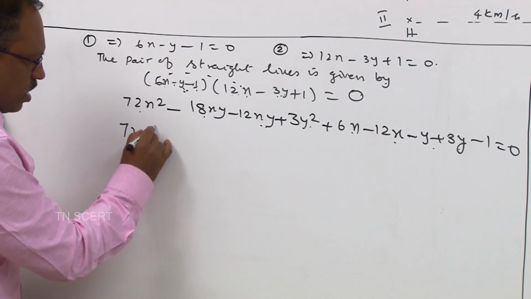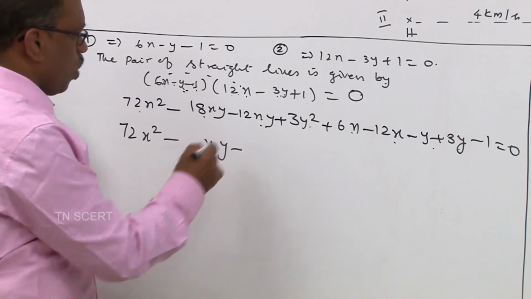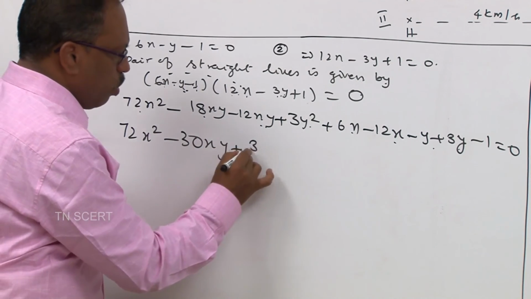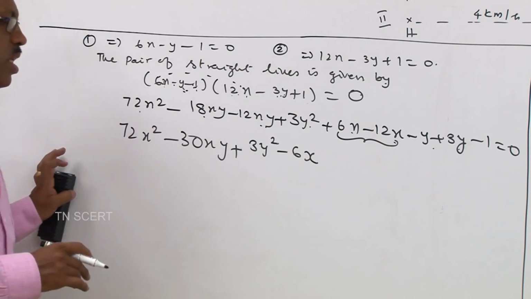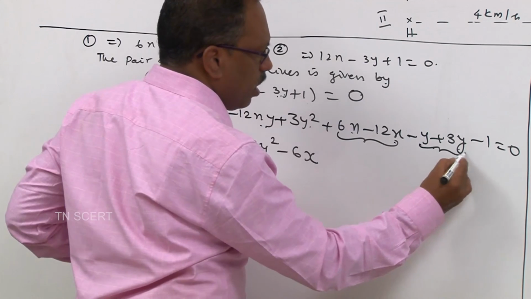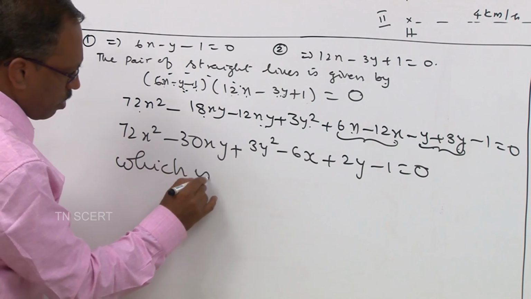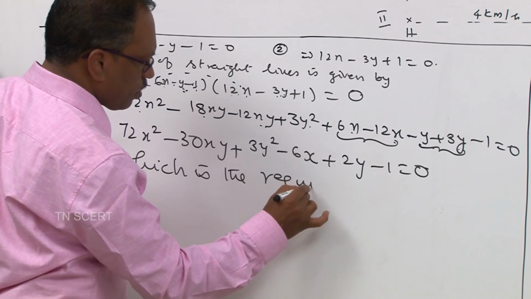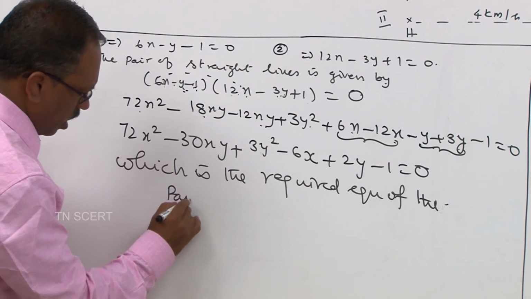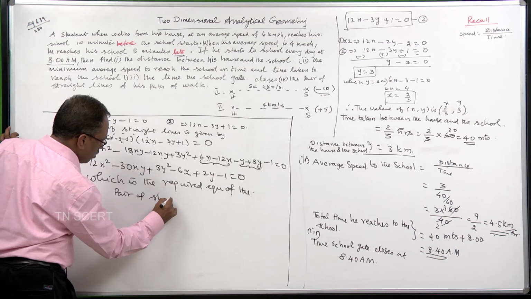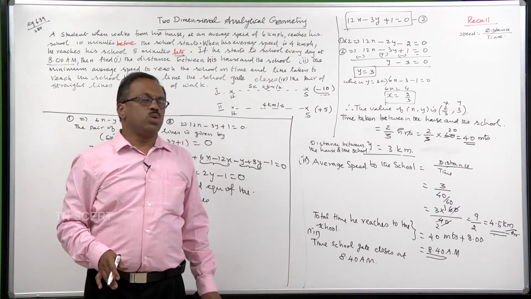Now the first 3 are the homogeneous part, and here minus 18 minus 12 is minus 30xy plus 3y square. These two give minus 6x. So here minus 6x. This part what I am getting is plus 2y minus 1 is equal to 0, which is the required equation of the pair of straight lines. So with this, the problem is over.